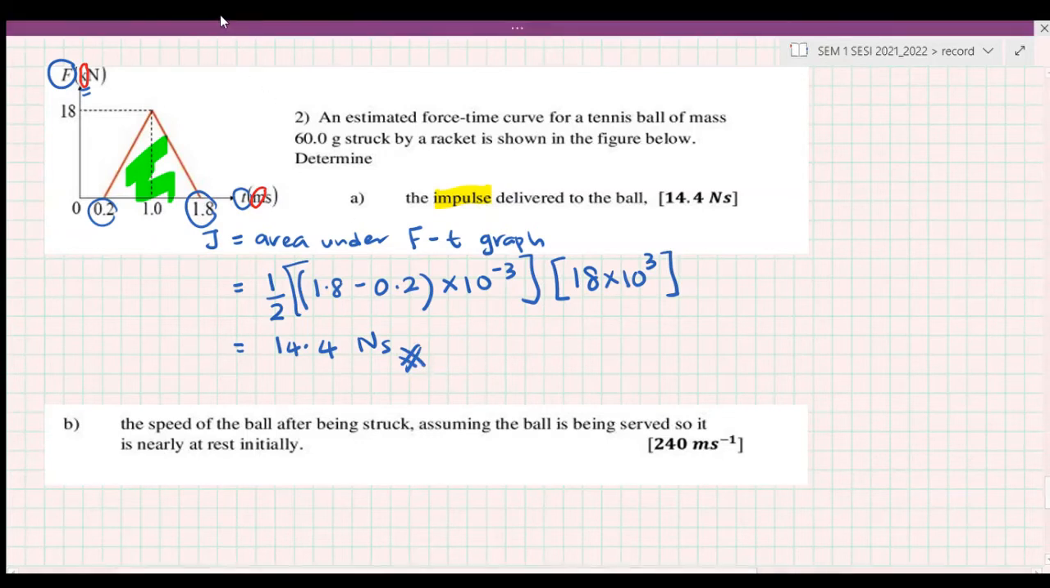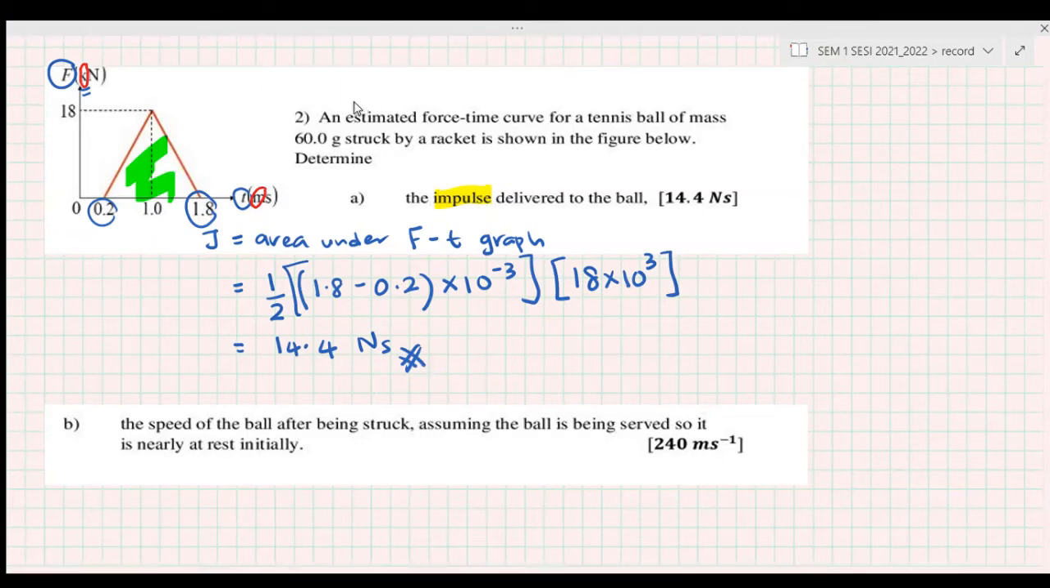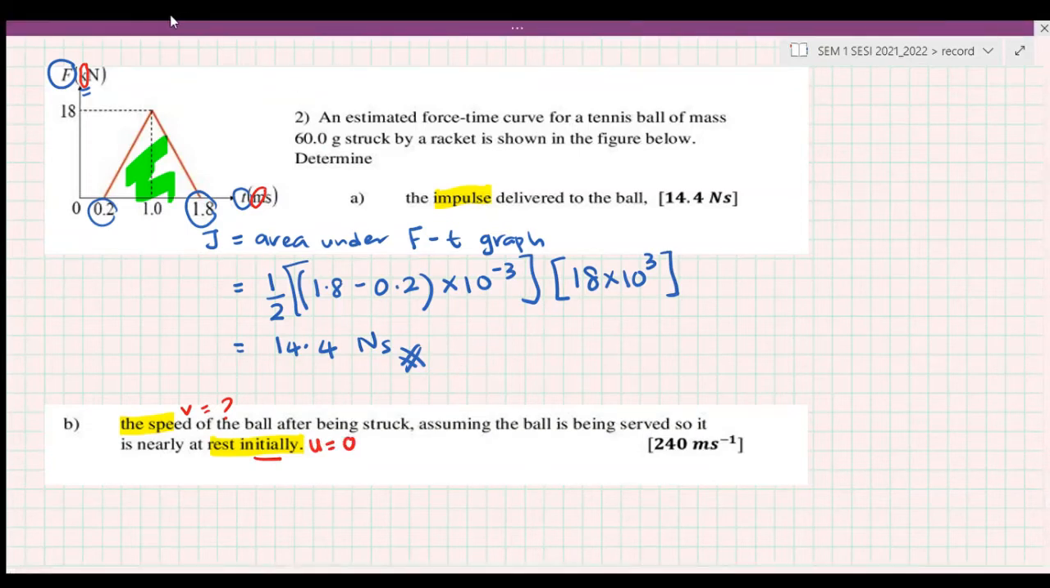Okay, so kita proceed kepada the next question. Okay, the speed of the ball after being struck. Okay, determine the speed of the ball after being struck. Assuming the ball is being served, so it is nearly at rest initially. Okay, so soalan maksudnya dia suruh kita cari the final velocity of the ball, which is initially-nya ianya at rest. Okay, so initial velocity adalah sama dengan 0. So dia suruh kita cari V.